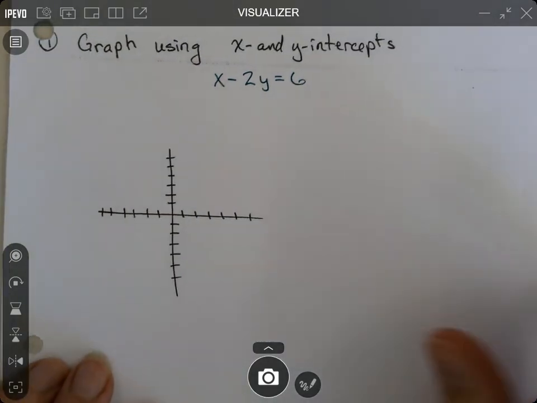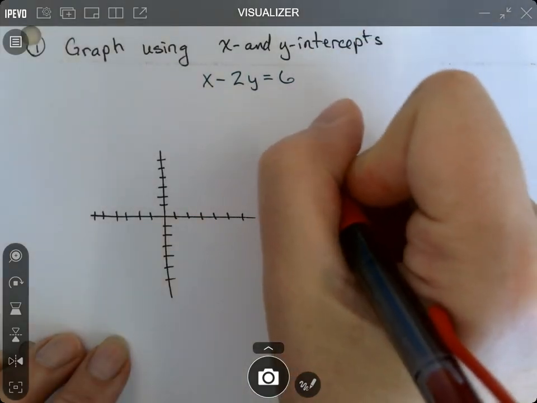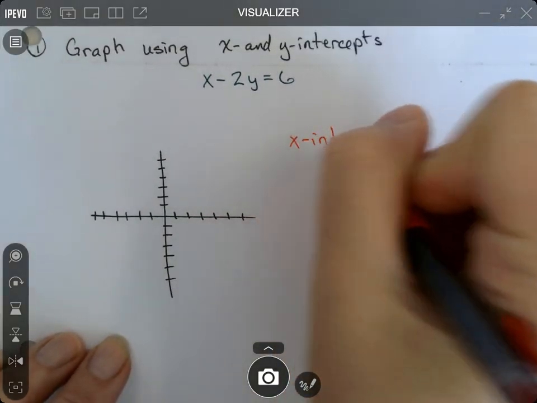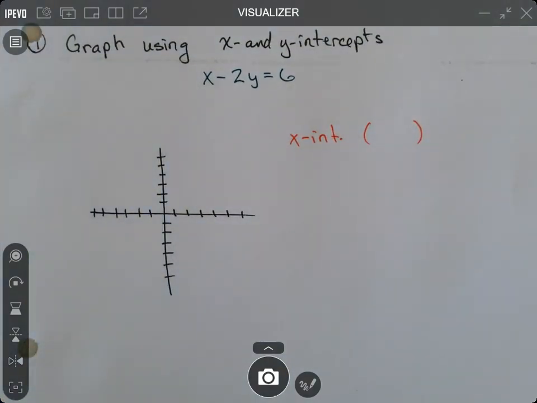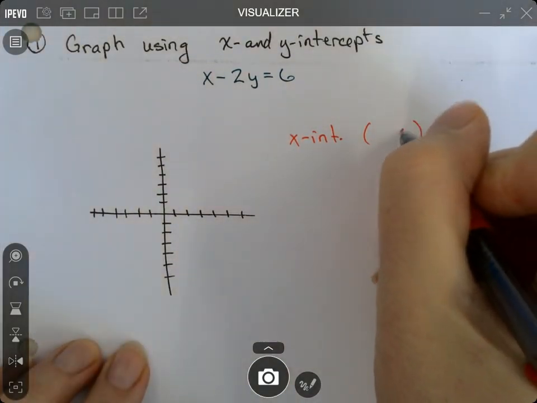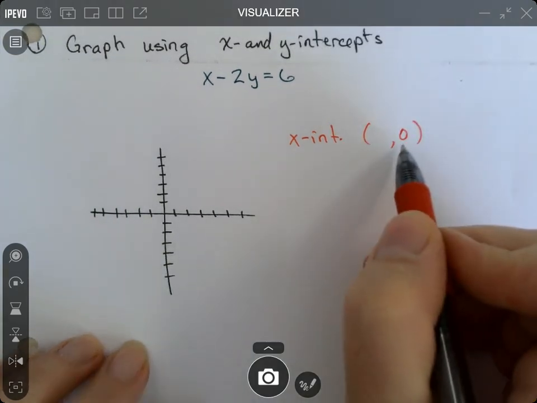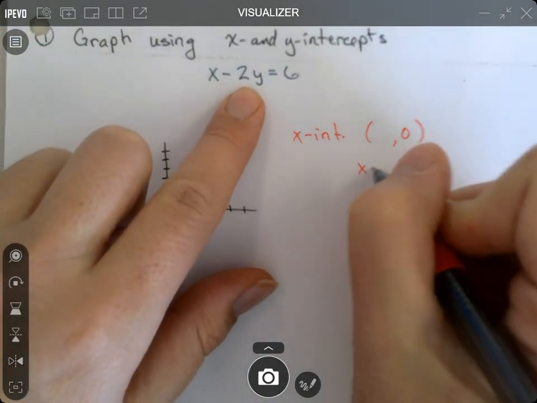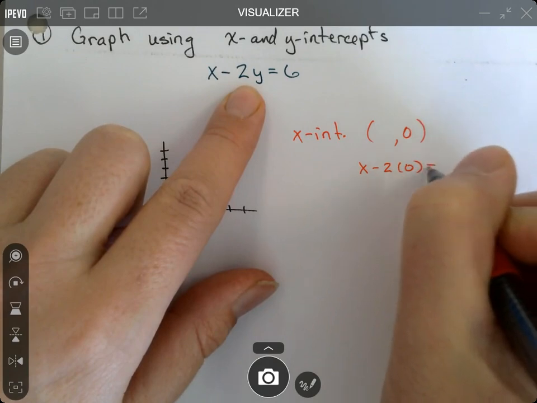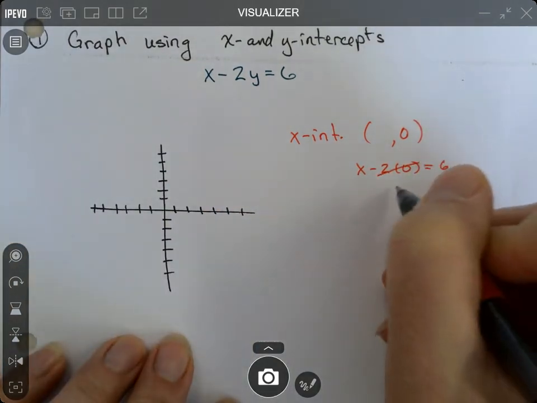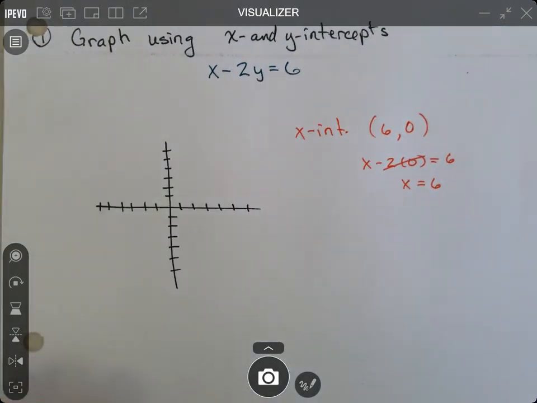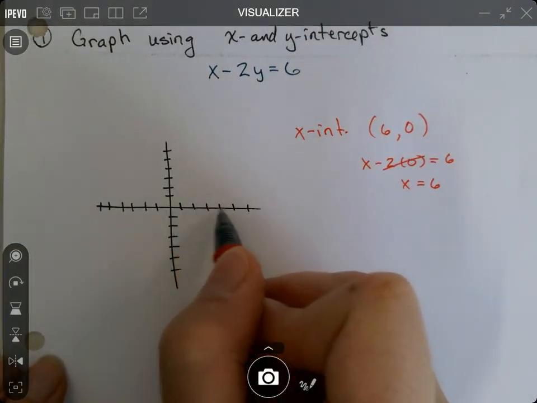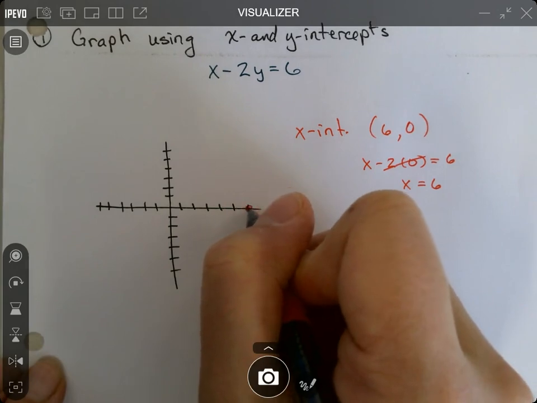All right, well, we just talked about x and y intercepts, right? So tell me what we do with the x-intercept. We know it's on the x-axis, so the y is going to be 0. Guys, you're taking that 0 and plugging it in. x minus 2 times 0 equals 6. That's going to wipe it out. x is positive 6. That's 1 point. 1, 2, 3, 4, 5, 6. Put that point at (6, 0).